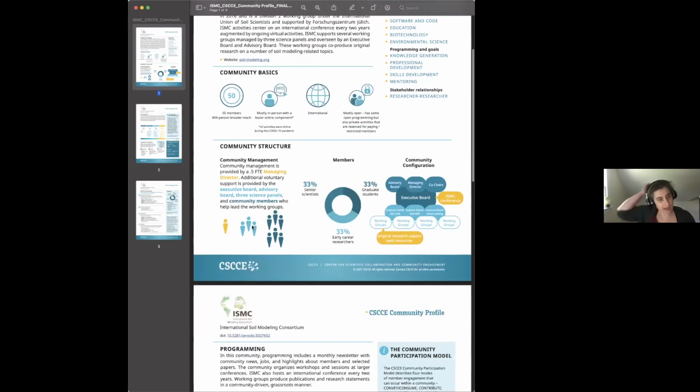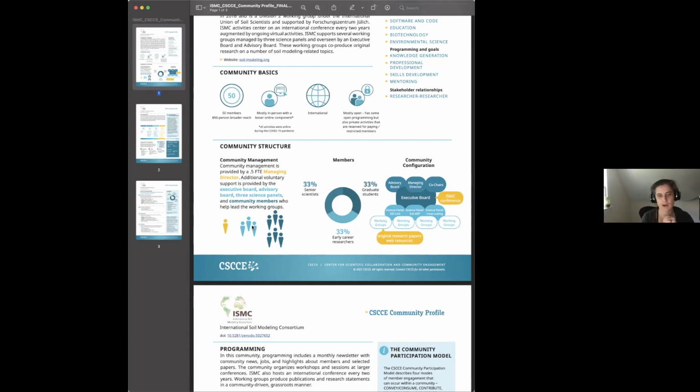We have a person we call a managing director, who's not me, who takes on both a lot of the administrative support and some of the community management as well. That role is augmented by an executive board, an advisory panel, and then co-chairs for these different science panels. So it's your typical academic society organization in that context.